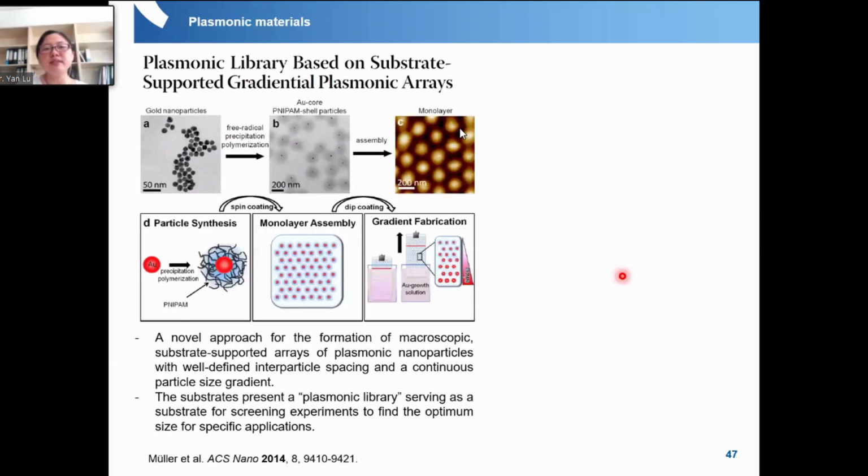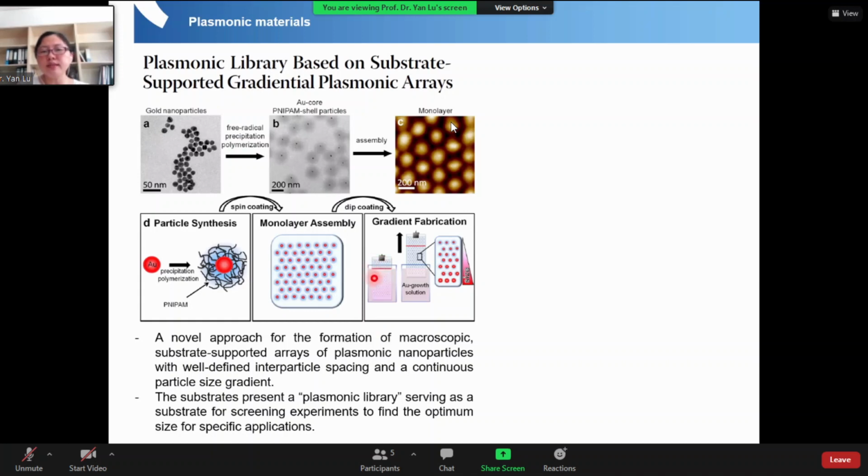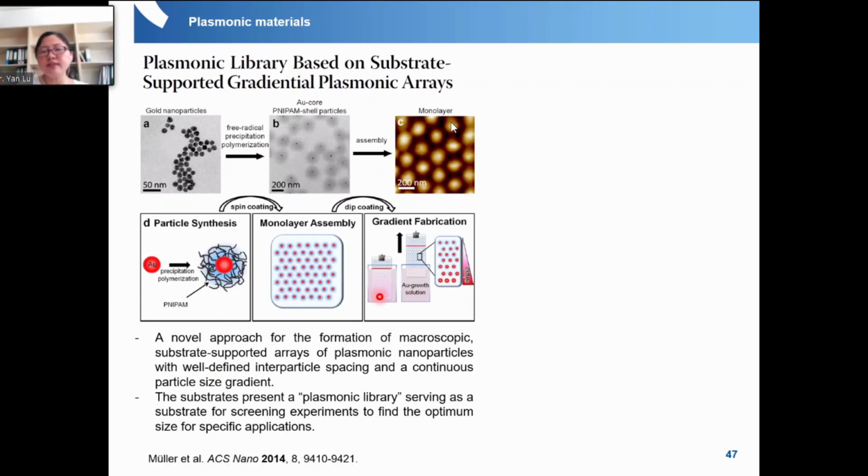Another example is, of course, you can also play more complicated things. You can deposit these plasmonic nanoparticles. They're also using these microgels to deposit onto the films. And here, very interestingly, they combine the dip coating with the growth of these gold particles.